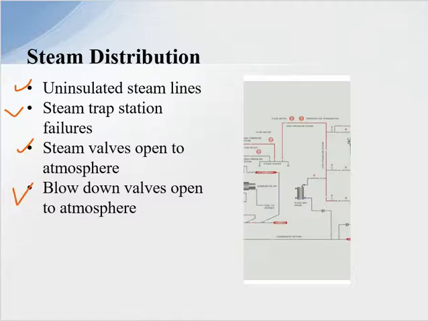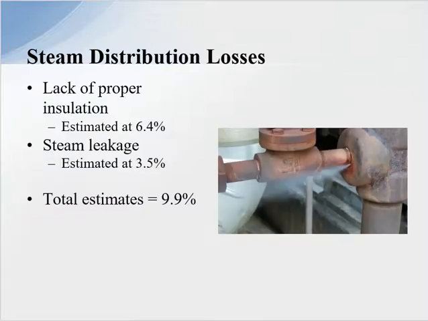Now, depending on the operation and everything, it depends on how great the losses are. So the thing is that say lack of proper insulation, we'll say it's 6.4%. Steam leakage at 3.5%. Now that is estimated. That can be more or less depending on your operation. Total estimated losses, we come up with 9.9%. And it is common to see steam leakage like this. So unfortunately it's not uncommon.